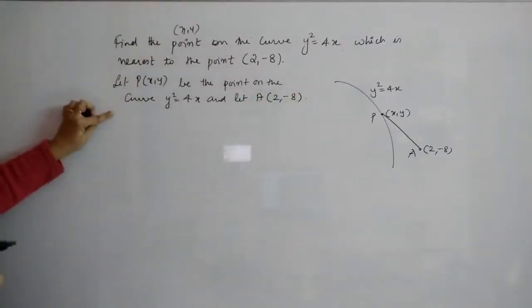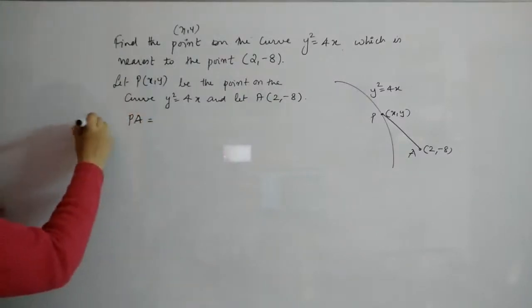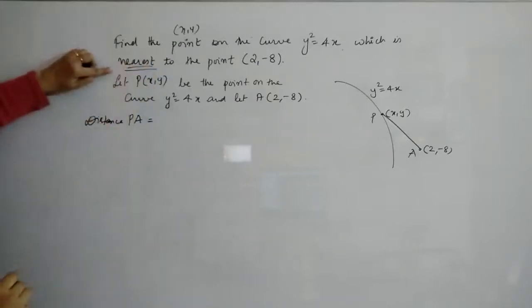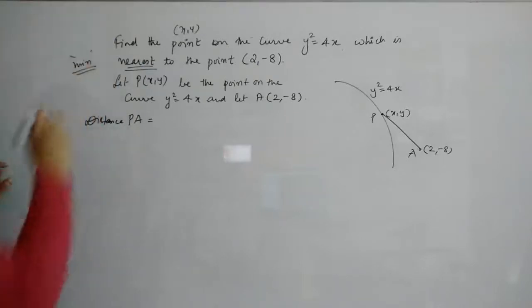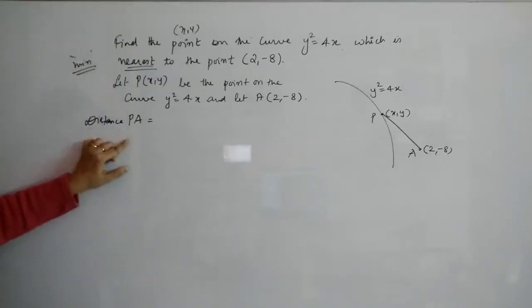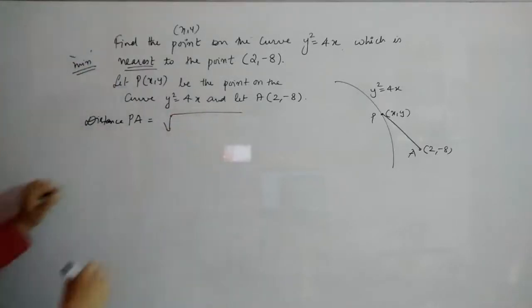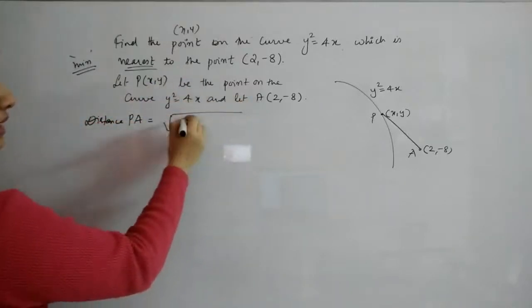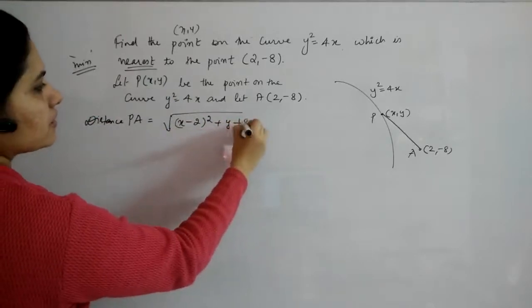Now what we have to start with is AP or PA. This is the distance which should be minimized. Nearest means the minimum, so we have to do minimization of the given function. So PA is equal to root of x minus 2 the whole square, or 2 minus x the whole square, plus y minus the other y the whole square.